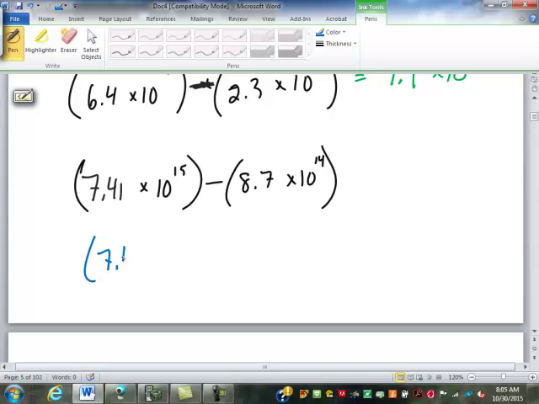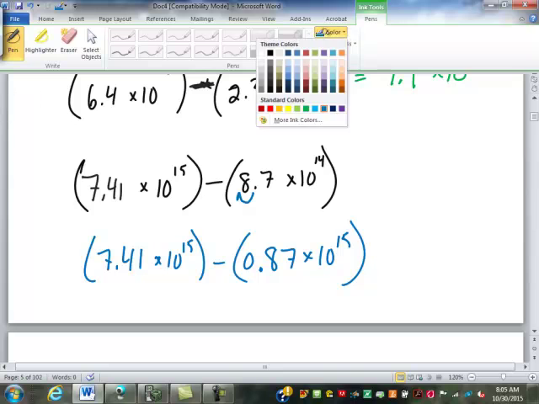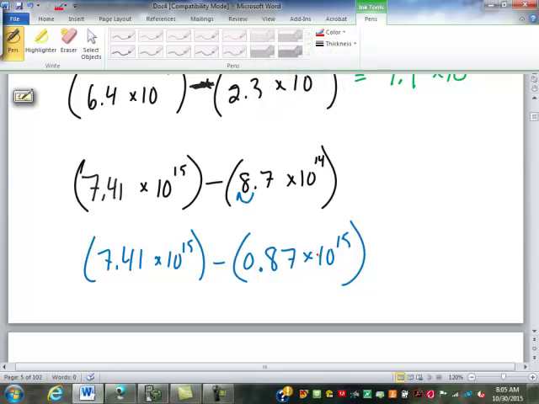So this is going to say 7.41 times 10 to the 15th. We're not going to change that. This one, however, is going to change to 10 to the 15th. So the power got larger, the number has to get smaller. So 0.87. So 0.87 now. So we're going to subtract. 7.41 minus 0.87 is 6.54 times 10 to the 15th.